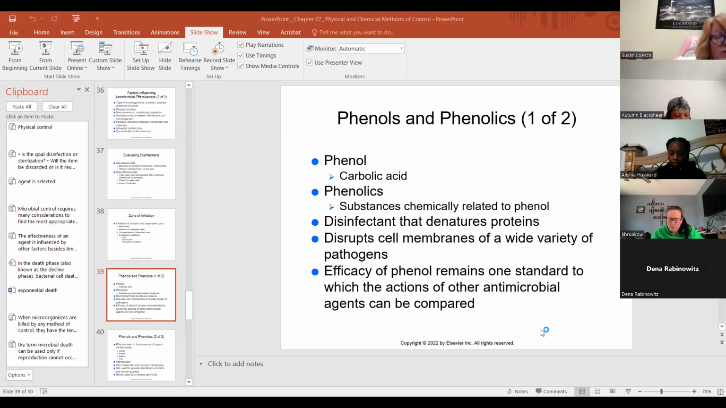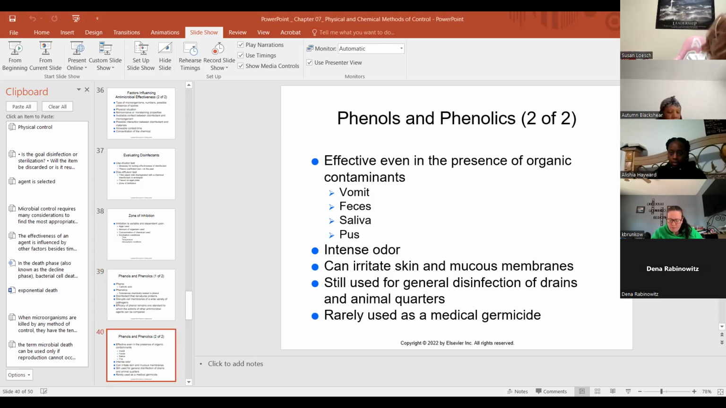But they'll denature the protein, they'll disrupt the cell membrane. They're even effective in the presence of certain organic contaminants like vomit. Again, they have that intense odor, so that's part of the issue. And they're not really used as a germicide.